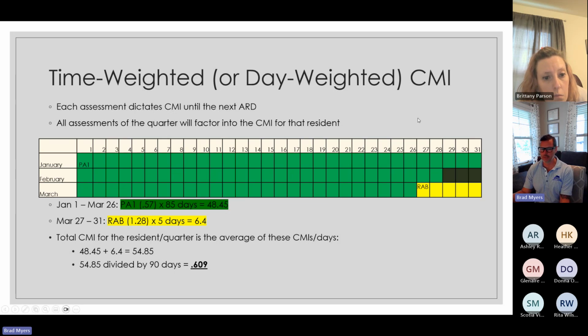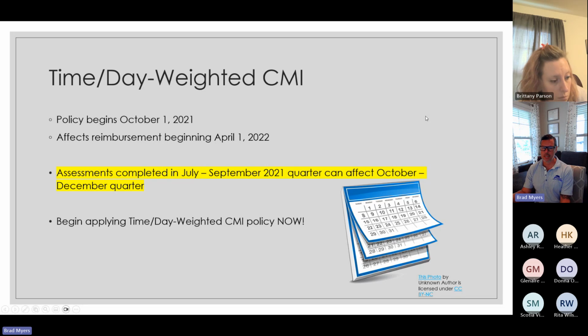So that's really the biggest difference between the way we used to do case mix and the way we do case mix now. It started on October 1st of 2021, so we haven't been dealing with it for all that long. We've only been dealing with the actual reimbursement off of it since April 1st of 2022.